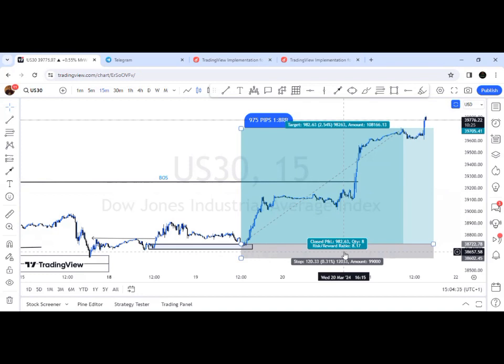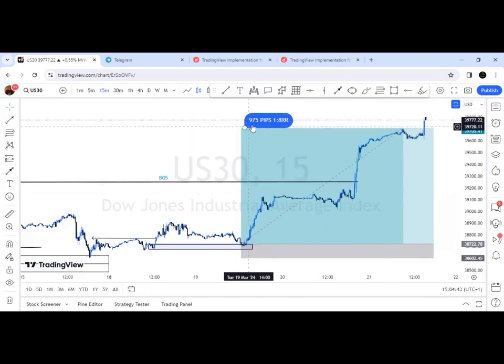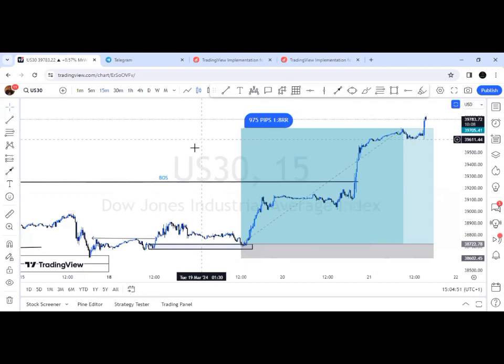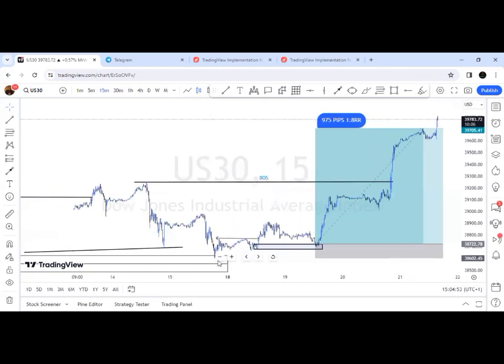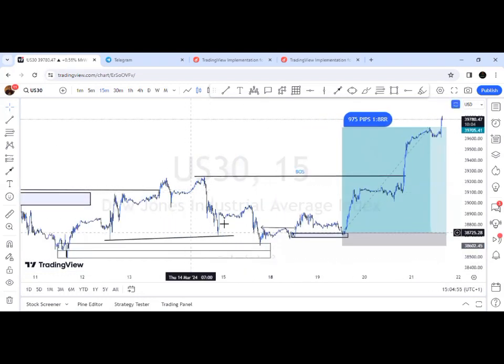This is a trade I dropped for free. And you can see the trade has already gone 1 to 8 risk to reward. And look at it, as at this point, it has done 975 pips on US 30. So if you have taken this trade, you would have enjoyed your money just because I understand the concept of supply and demand. This is what we refer to as confirmation entry in supply and demand.